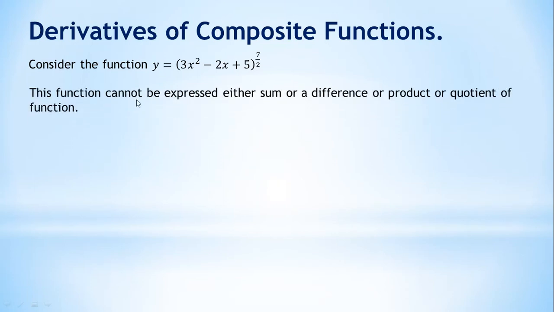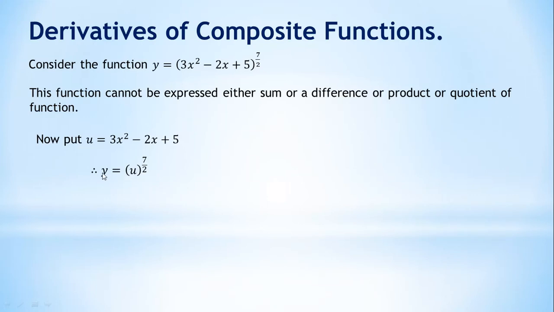So here this function cannot be expressed as either sum or difference or product or quotient of functions. So it is not easy to simplify this function. In that case, how to take the derivative? So that is our main part. Here if you put u is equal to 3x² − 2x + 5, means if you consider another variable u in place of 3x² − 2x + 5, then we get y is equal to u raised to 7/2. Now it becomes a simple function.